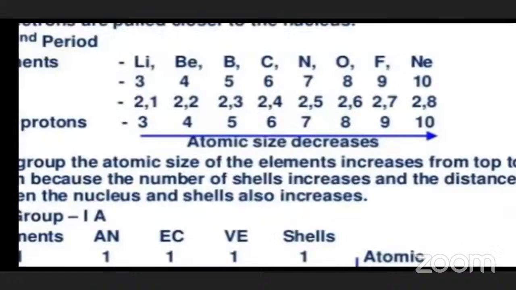Once you observe, from lithium to neon, the ionization potential values should increase as per the decrease in atomic size. That is, beryllium has more ionization potential than lithium, boron than beryllium, carbon than boron, nitrogen than carbon, oxygen than nitrogen. But here a small difference we observe. So what is the reason behind this?